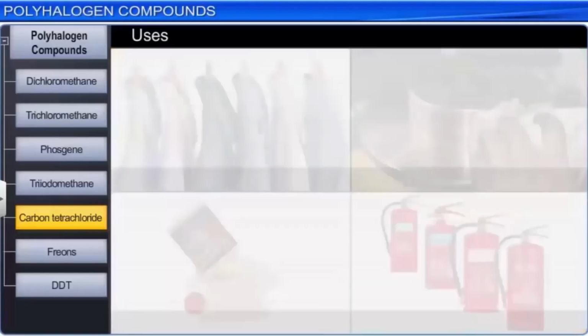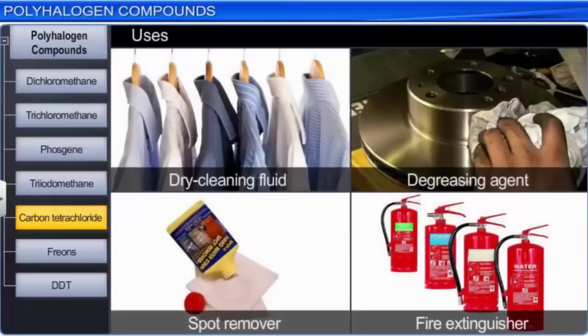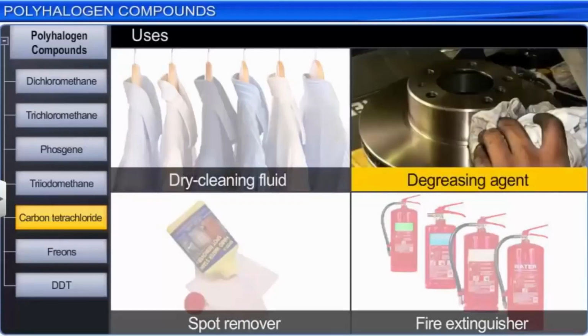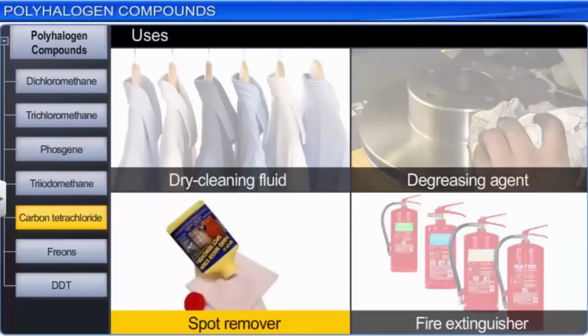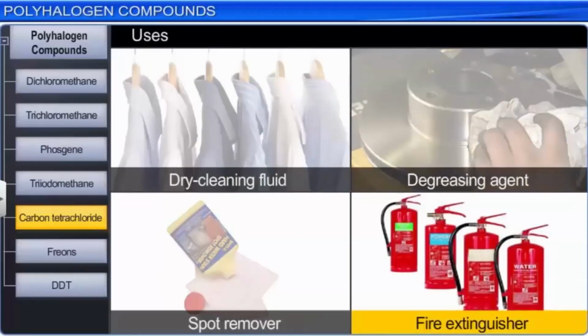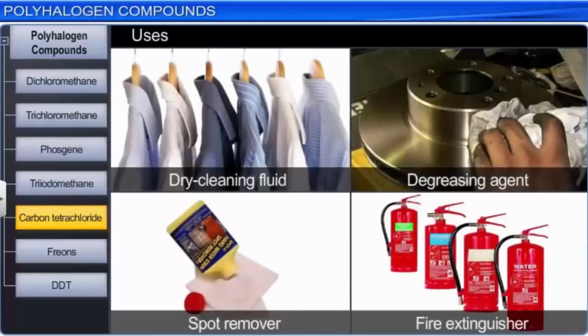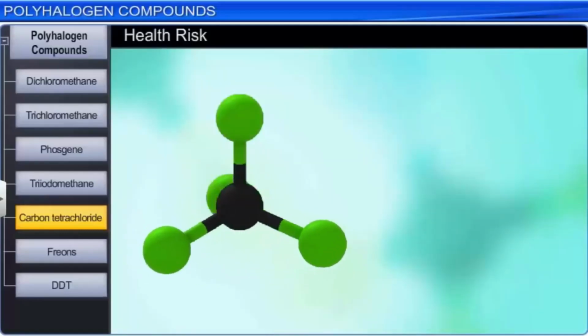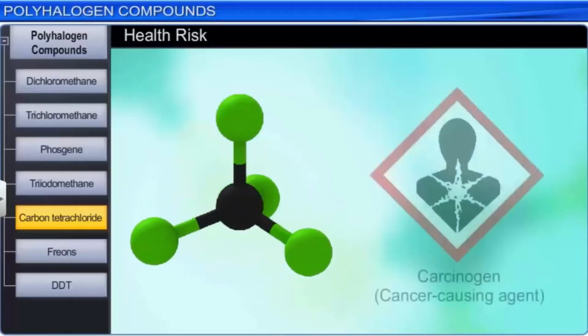In the past, carbon tetrachloride was used as a dry cleaning fluid, a degreasing agent and spot remover, and also as a fire extinguisher. These uses have been generally phased out to minimize health risks. The health risks associated with carbon tetrachloride are very serious, as the substance is a suspected carcinogen.